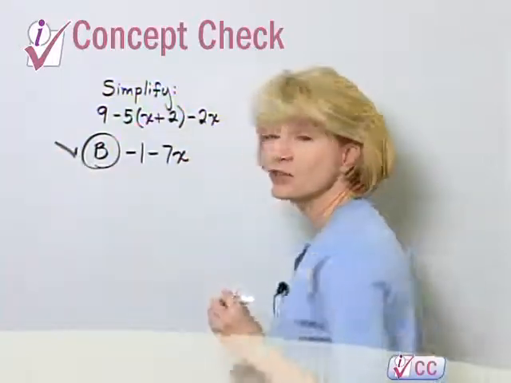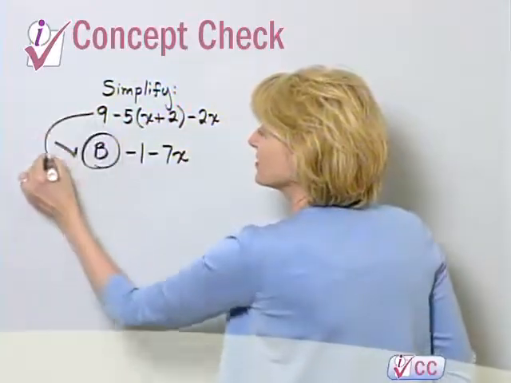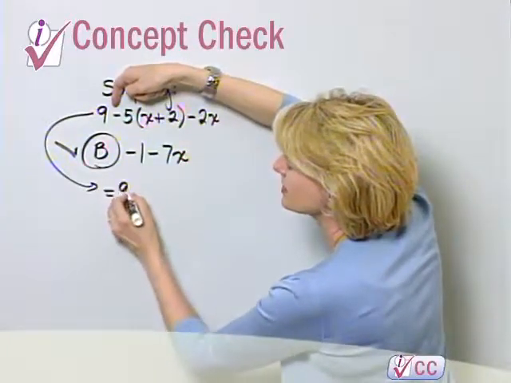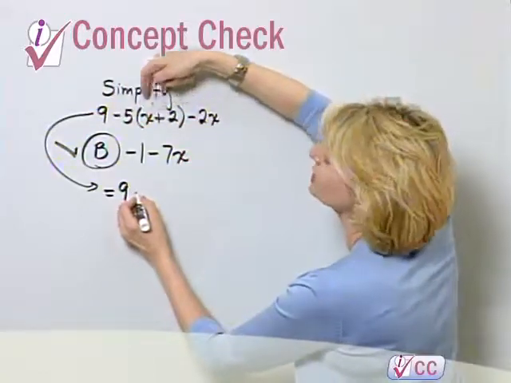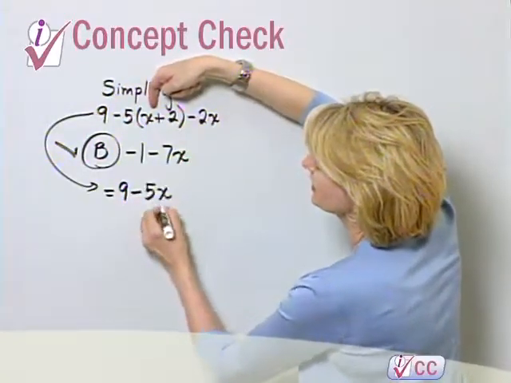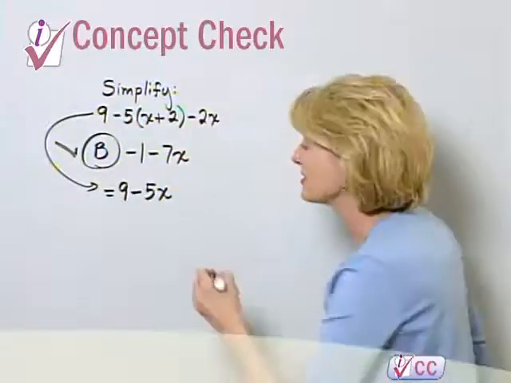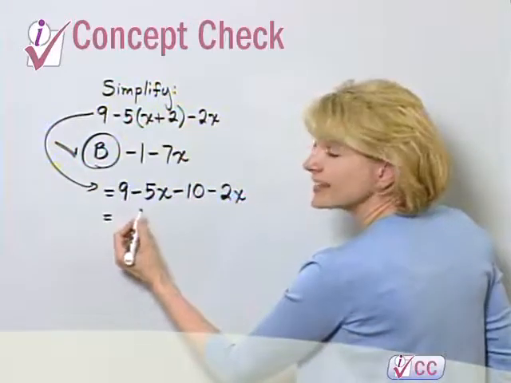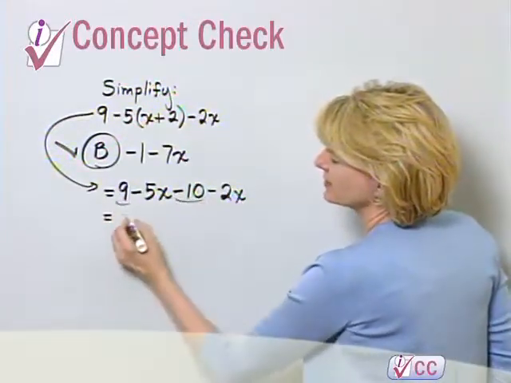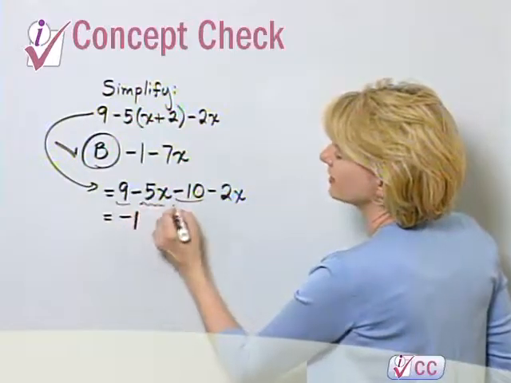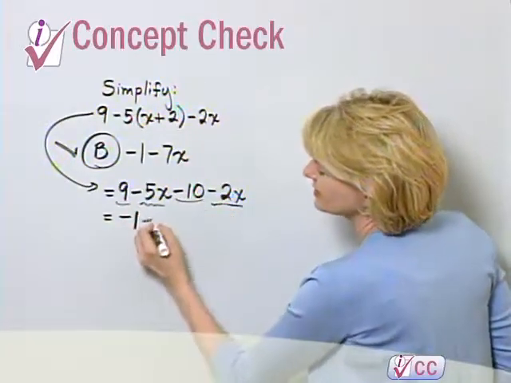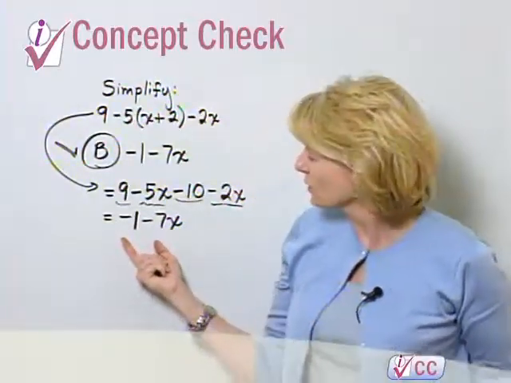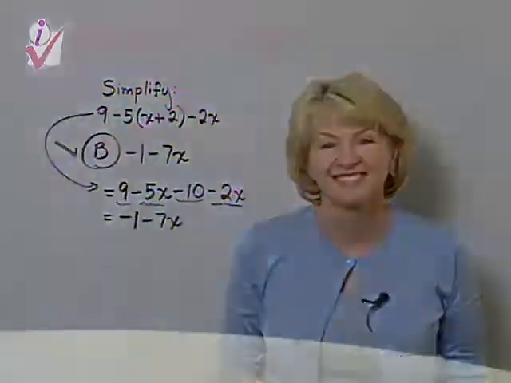Let's make sure we all understand why. If I simplify that expression, we first use the distributive property, so that's 9, and then minus 5, or negative 5 times x, that's minus 5x, and then negative 5 times 2, that's minus 10, and then minus 2x. And then looking at like terms, 9 minus 10, that's negative 1, and negative 5x minus 2x, that is negative 7x. These are now unlike terms. I can go no further. The correct choice is choice B.